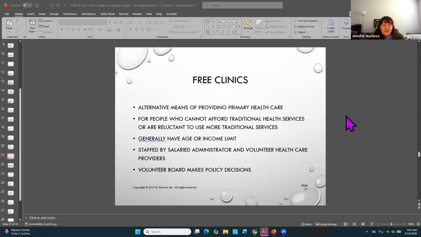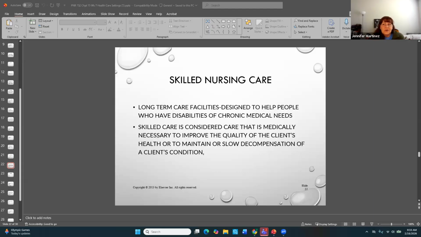And then when we get into your alternatives, so we have community-based care. So you have like your skilled nursing care, things like your long-term care facilities, that help people who have disabilities or chronic medical needs.